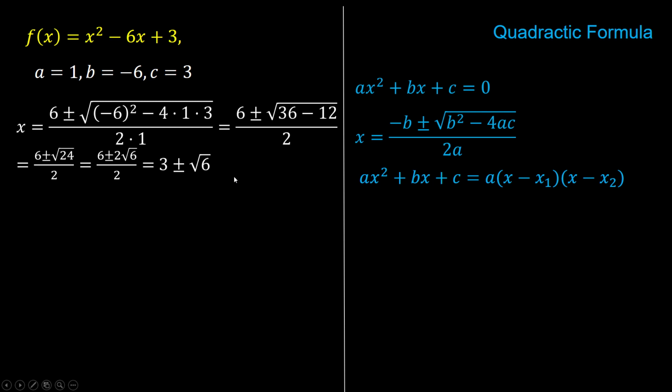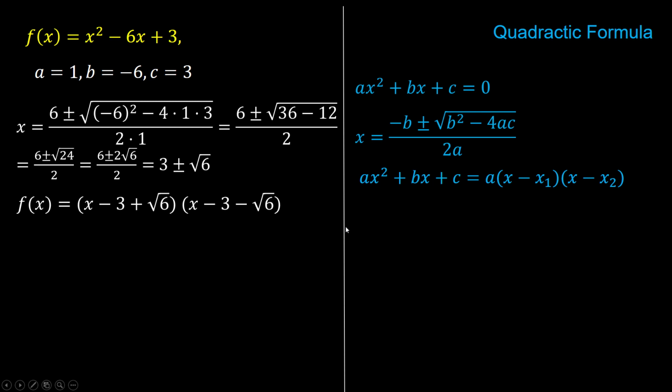So that means x1 and x2 are those 2 numbers. And then a is equal to 1. So by this formula, our function is just a, which is 1, times (x minus x1), so x minus this, and then (x minus x2). Okay. This works for all the problems.